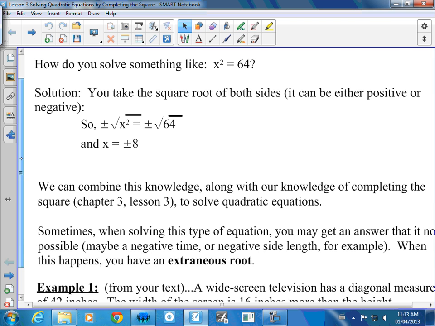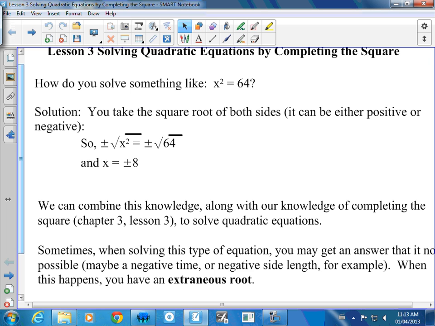So we can do this, and to solve for x, we take the square root of both sides. The square root of x squared is just x, and the square root of 64 is plus or minus 8. So there's two possibilities for answers. So, yeah? Okay. So we can use this basic knowledge of solving for x to actually solve equations.